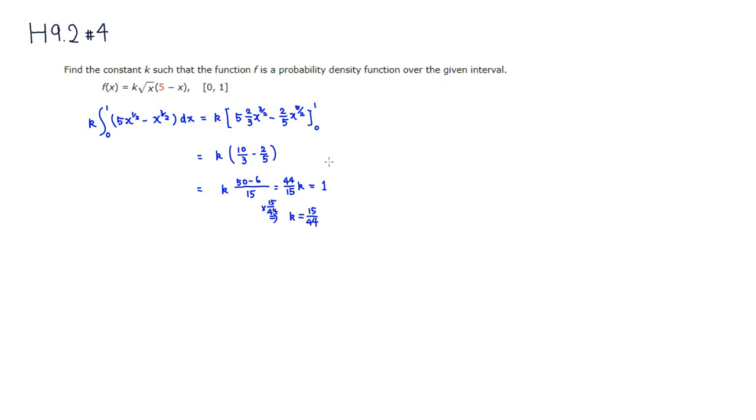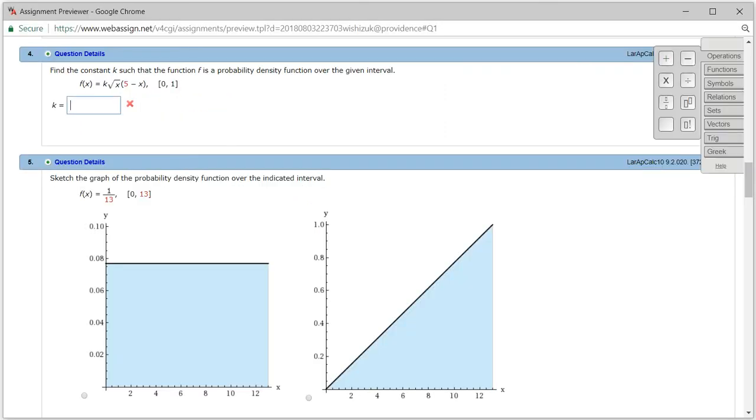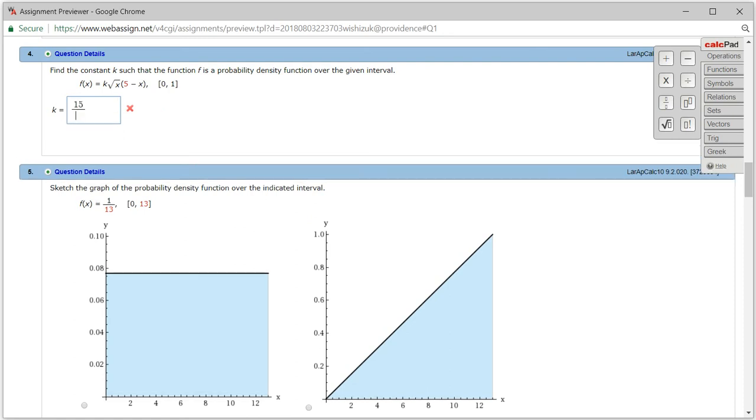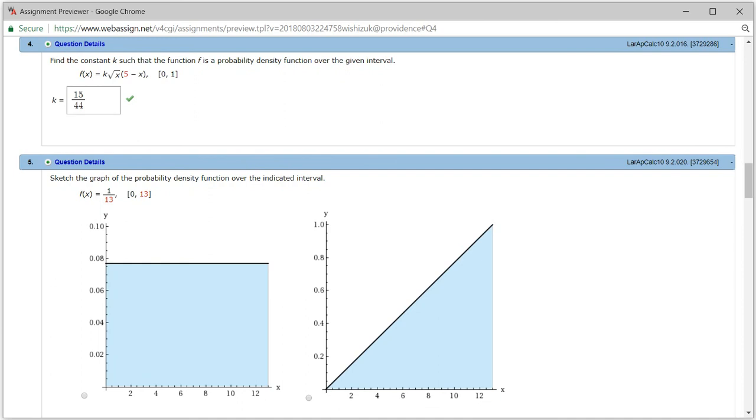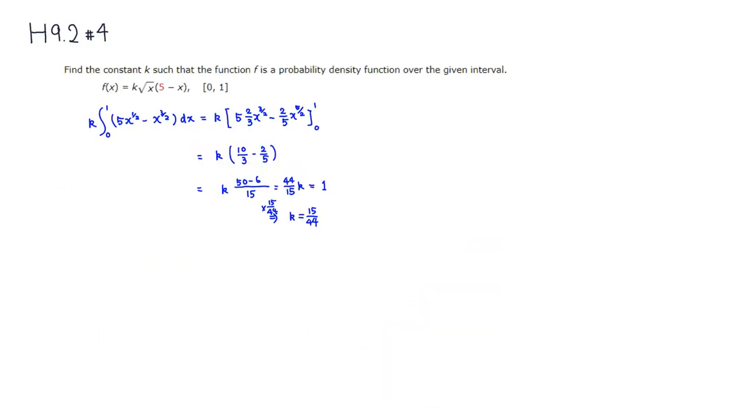Let's type it in. So we get 15 over 44. Let's check the answer. Alright, I came back and it looks like we got this one correctly. That's it. I hope that this was clear.